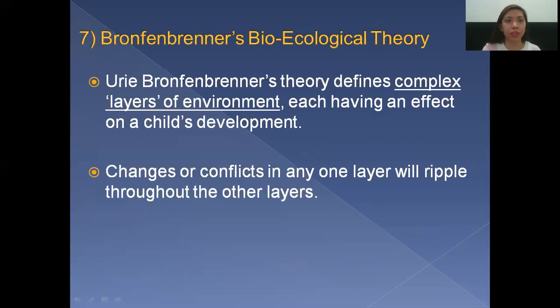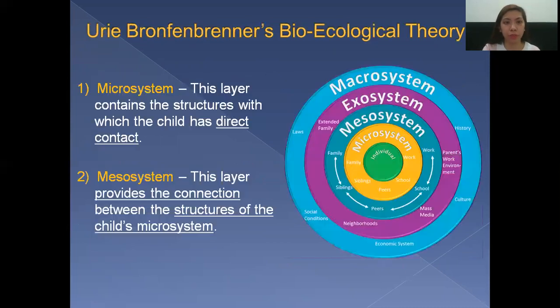The last theory is Bronfenbrenner's bio-ecological theory. He defines complex layers of environment, each having an effect on a child's development. Changes or conflicts in any one layer will ripple throughout the other layers. The microsystem is the layer closest to the child. This layer contains the structures with which the child has direct contact. Examples are family, schools, peers, and work.